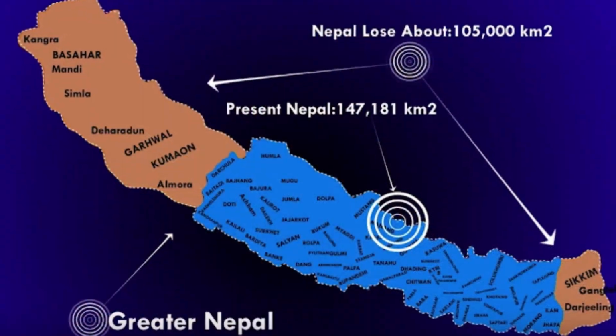If those territories were given back to Nepal, we might encounter cultural conflict and unrest among the people, similar to what happened in Sikkim. This could disrupt peace and harmony. Therefore, it is better for Nepal to focus on its present situation and work toward its development rather than hoping for the return of lost territories.